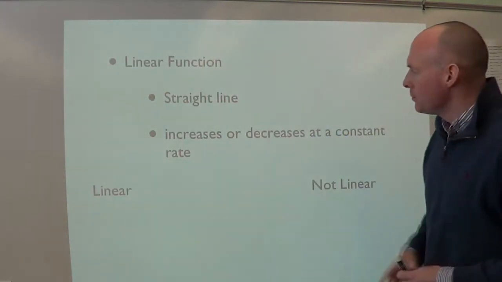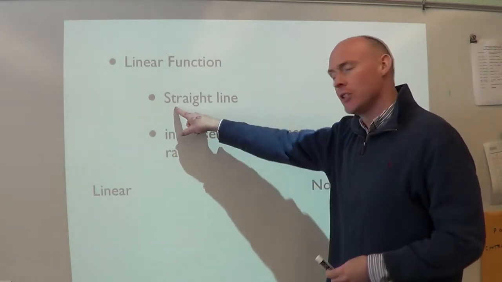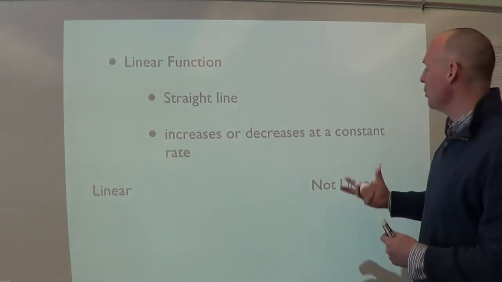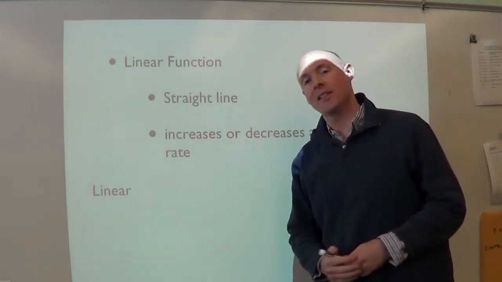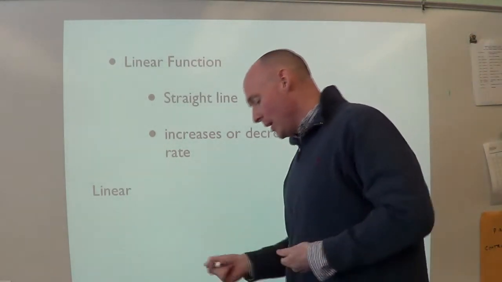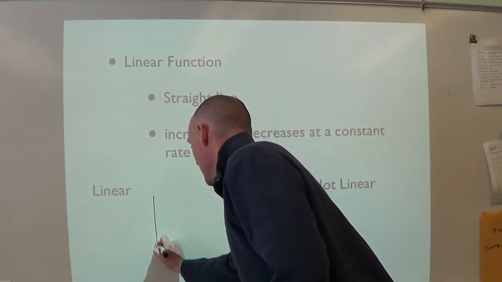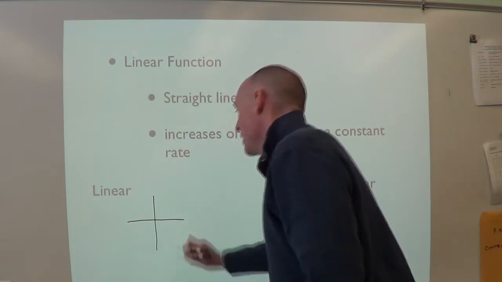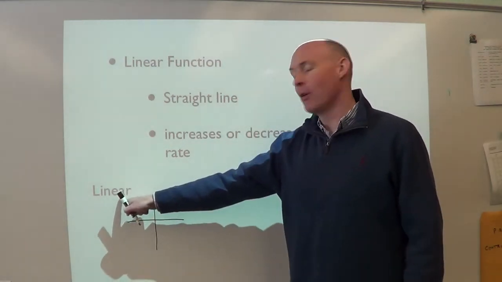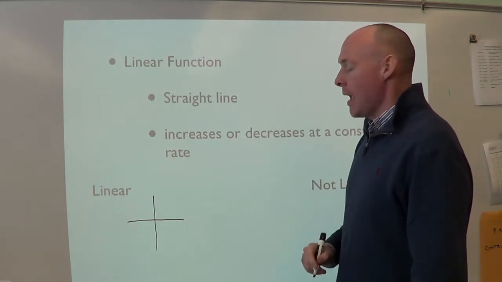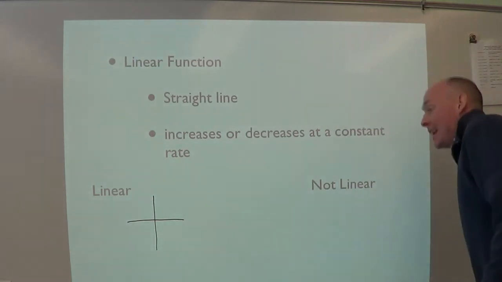Linear functions. The key to linear functions is they have to be a straight line. And that means that it increases or decreases at a constant rate. Now, we're going to see it on our coordinate grid. So here I have my x and y axis. And I'll show you an example of what a linear function looks like. It would be a straight line.